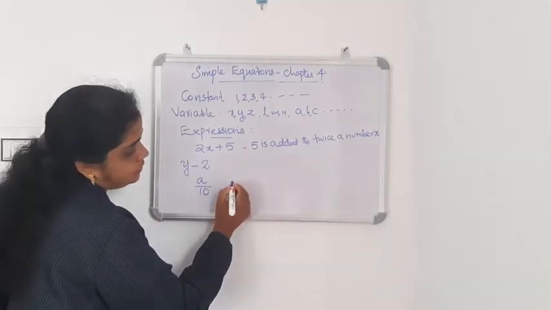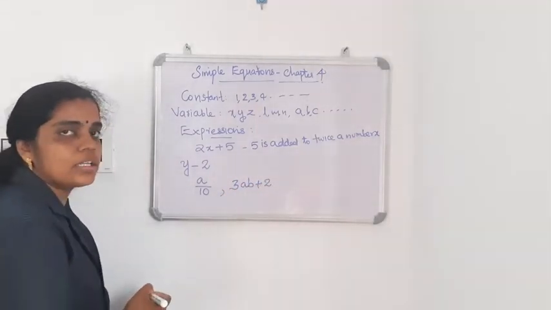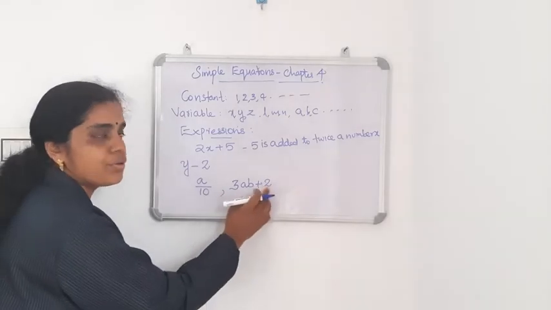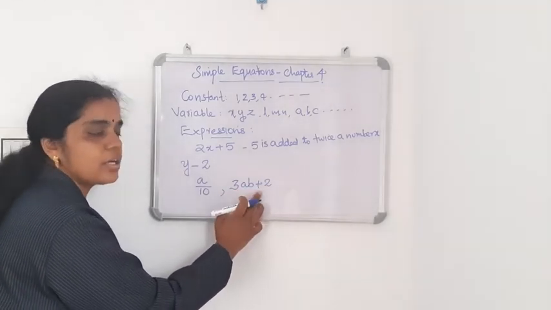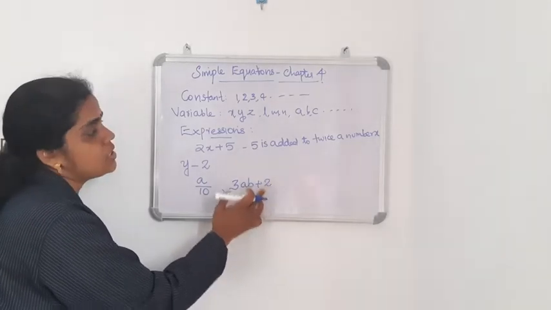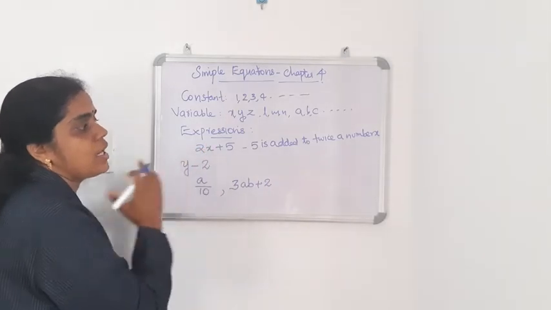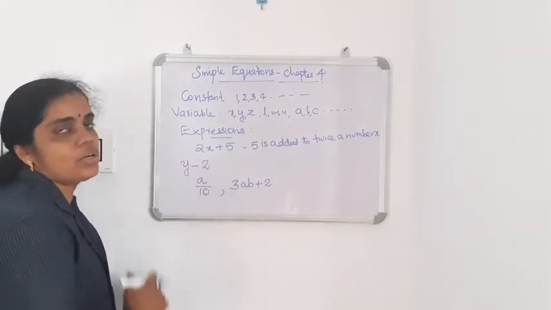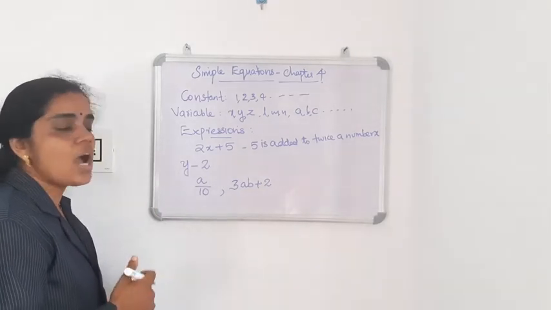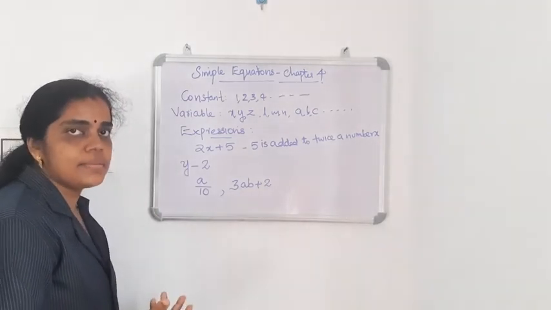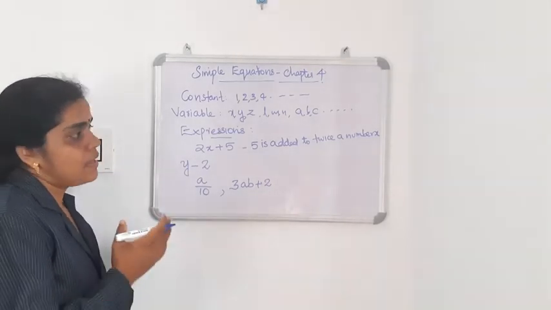Another one, 3ab plus 2. What are the constants here? 3 and 2 are constants, a and b are the variables, and here the operation is addition. So this is expression. Variable, constant and any one of the operations together known as expression. So in this chapter also you want to study how to convert a statement into an expression and an expression into a statement. Listen.